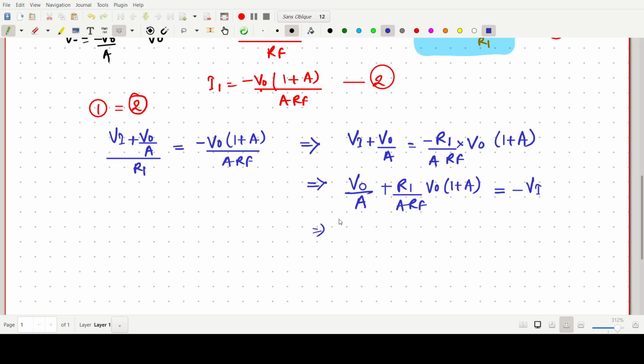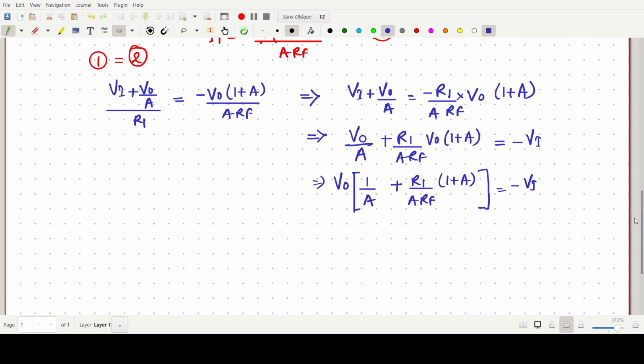Now in this one we can easily say our V naught, we can make it common. V naught is common in both terms, so 1 by A plus R1 by A times Rf times 1 plus A, equals minus Vi. Is it okay? Actually we have to find V naught by Vi. So our V naught by Vi is nothing but simply minus 1 times 1 by A plus R1 times A Rf times 1 plus A. In simple calculation. Now we will solve.